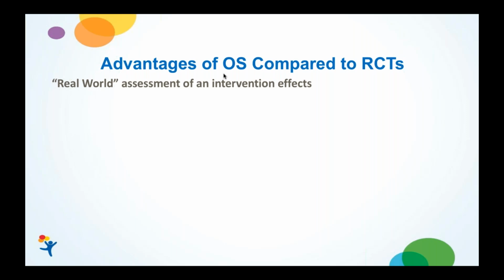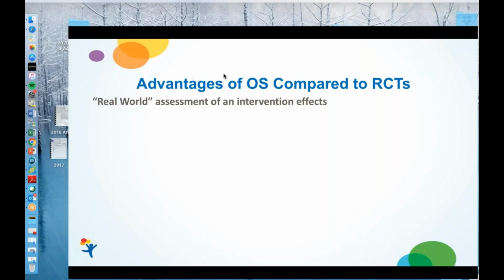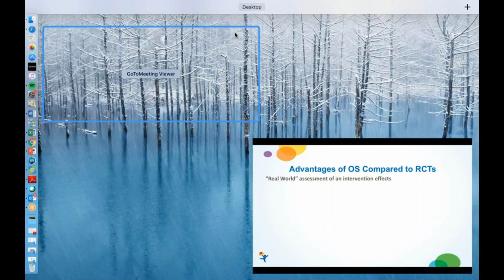So can people think of some of the advantages in terms of real-world assessments of observational studies compared to RCTs? I kind of alluded to some already, but what are maybe some more specific things? Why might an observational study be better suited for answering a clinical question? Oh, we got a helper. Hi.